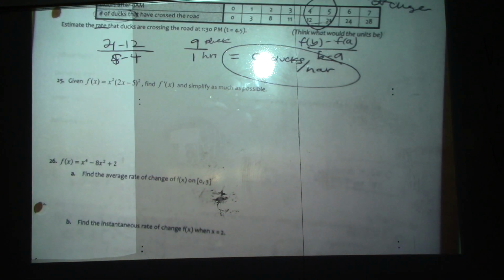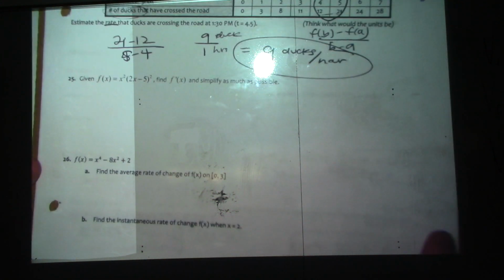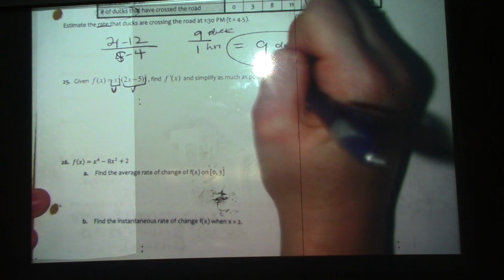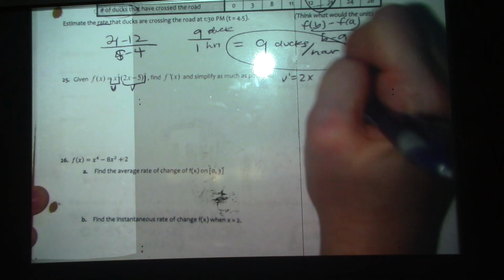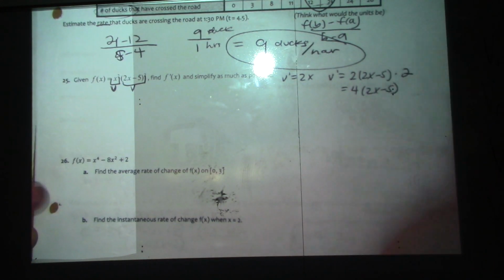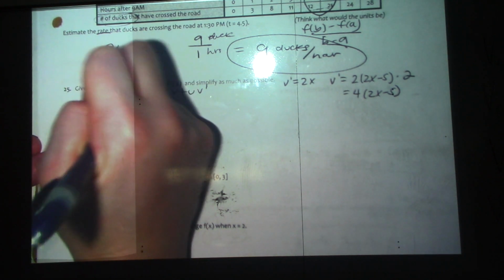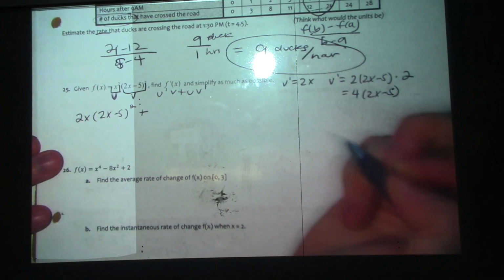We are trying to find f prime and simplify as much as possible. So I would use the product rule because these are multiplying. This is my u, this is my v. So u prime equals 2x, and v prime would be 2x minus 5 times the derivative of the inside, so that would be 4 times 2x minus 5. And then now we're going to do u prime v plus u v prime: 2x minus 5 squared plus u times 2x minus 5.